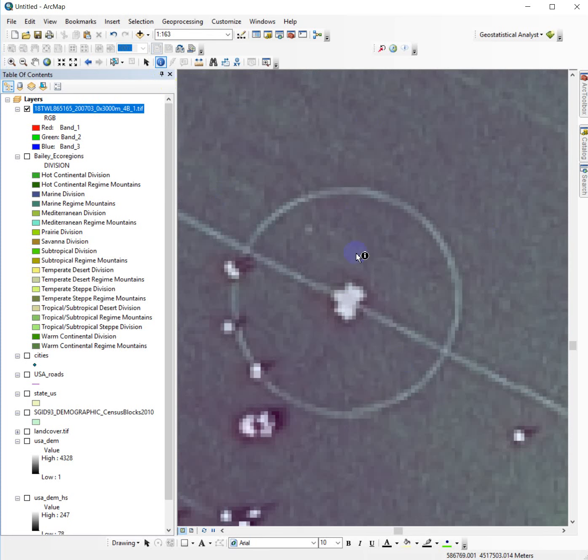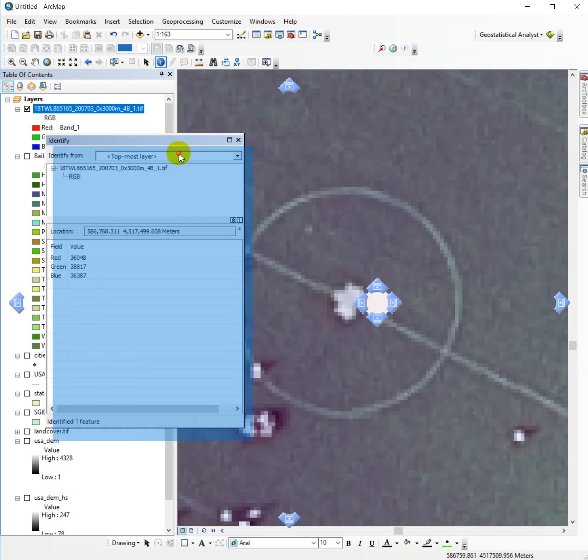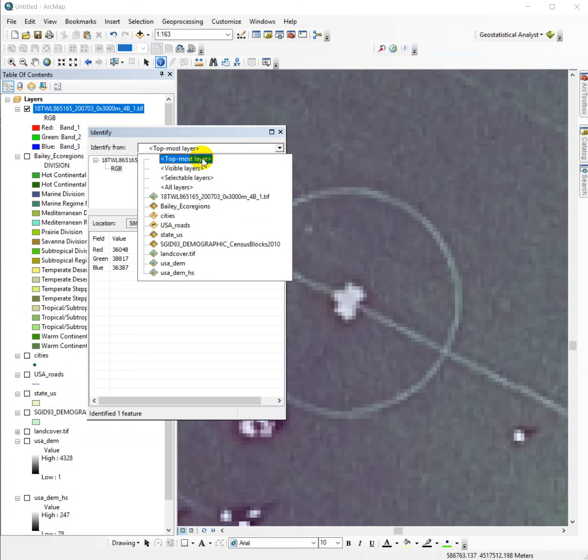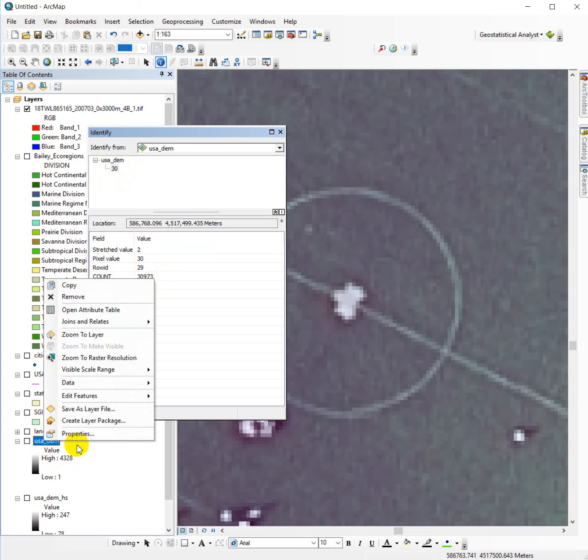So I'm going to use the information tool again to open this, but then we need to set where we're identifying from. We want to make sure we're identifying from the actual elevation model, because this is where we're going to get elevations from. And then we click here again to reset it. And the elevation there, it's telling us, is 30. So the row ID is different, the stretched value is different, the count, these are all different. These are things that come from our attribute table.